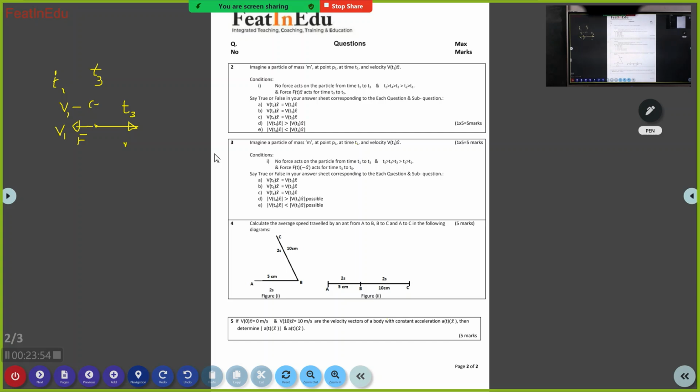Sir, the situation is the same in the previous question also. Yes. So there also what I got, now I told, that is the truth. Whatever velocity was at T1, the same velocity will be at T3. So if you have written true, fine. Velocity at T3 will be same as velocity at T1. True. If you have written false, it is wrong.